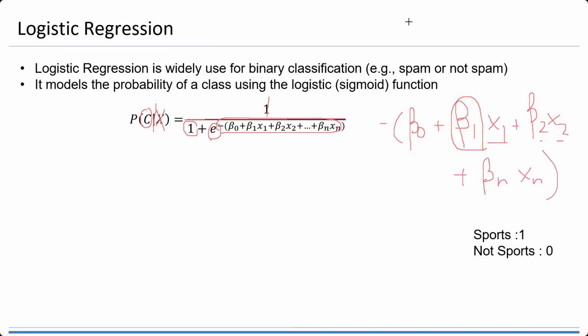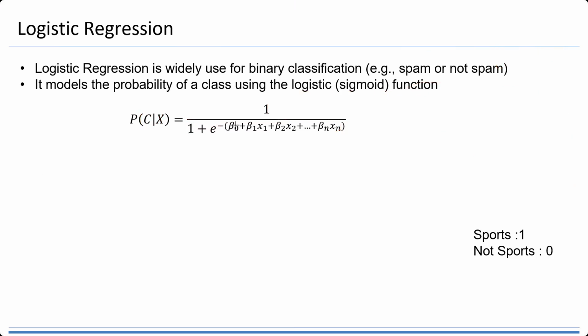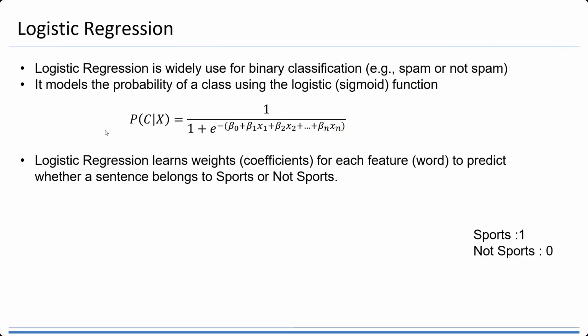Basically, this is similar to the linear regression. So the composition of this one is similar with the linear regression. But in the logistic regression, we use the sigmoid function. It is to make it more into 0 and 1. So logistic regression learns weights or coefficients for its features.